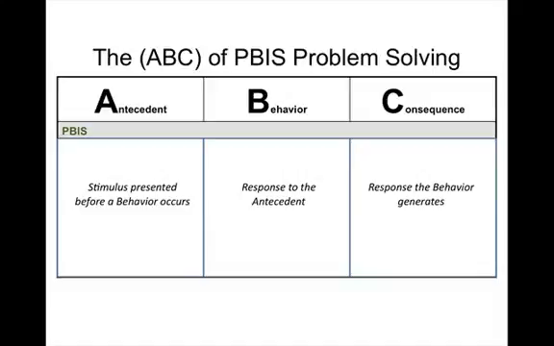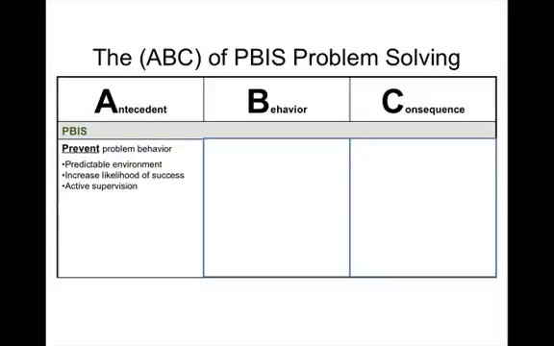It's important to remember that consequence is neutral when talking about behavior. If the consequence reduces the likelihood of the behavior reoccurring, then it's considered punishing. But if the consequence increases the likelihood of the behavior reoccurring, it's considered reinforcing. Antecedent interventions are designed to prevent problem behaviors from occurring. Typical antecedent interventions may consist of creating a predictable environment, increasing the likelihood of success, or using active supervision.